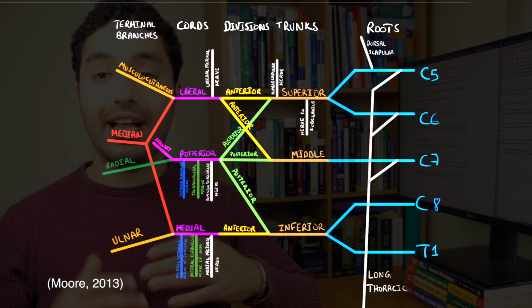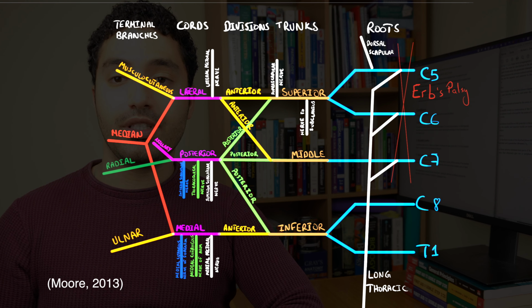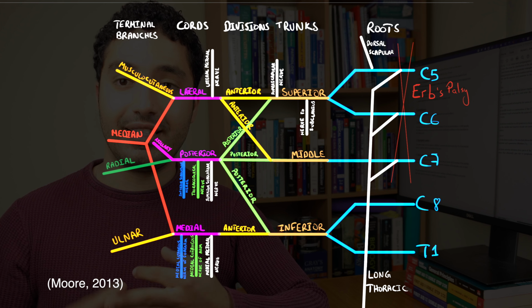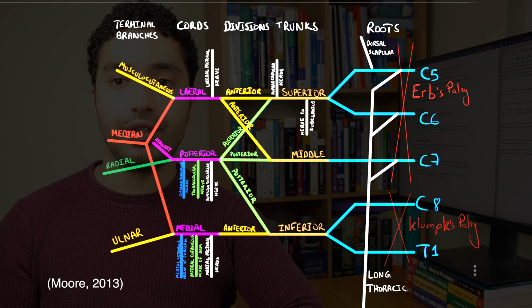Injuries to the brachial plexus at different levels would lead to different conditions with different severity, such as Erb's palsy due to injuries to C5, C6, C7 roots, which is very common in childbirth, or Klumpke's palsy, which is due to injuries to C8 and T1 roots.